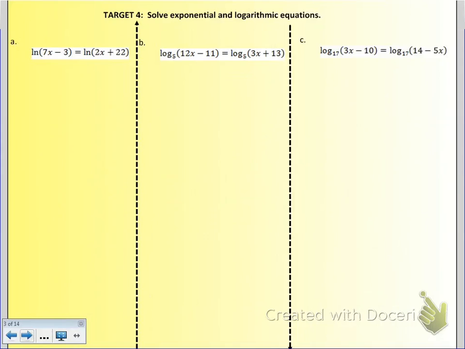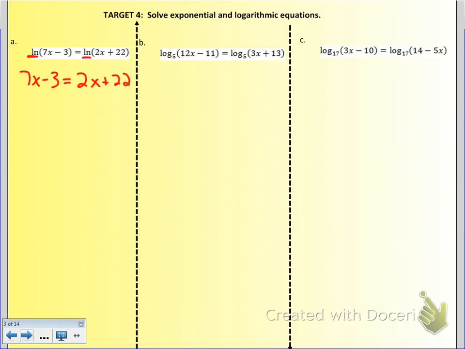Okay, next type of problem is solving equations with logs on both sides. So letter A, we're going to walk through it together. Then you can try B and C. So we have the natural log of 7x minus 3 equals the natural log of 2x plus 22. Because they are both natural logs, meaning they both have the same base of e, then our parts here are equal to one another. So 7x minus 3 equals 2x plus 22.